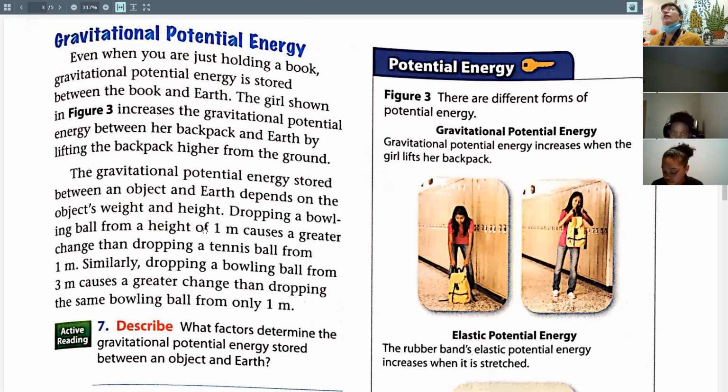Dropping a bowling ball from a height of 1 meter causes a greater change than dropping a tennis ball from 1 meter because it has more mass, right? Because it's going to take more energy to move. Similarly, dropping a bowling ball from 3 meters causes a greater change than dropping the same bowling ball from only 1 meter. So the higher up it is, the more gravitational potential energy. The more mass it has, the more gravitational potential energy it has. Everybody follow me? When we write it in our foldable, it'll be much easier to understand. And we'll have a reference page that I think is going to be really helpful too.